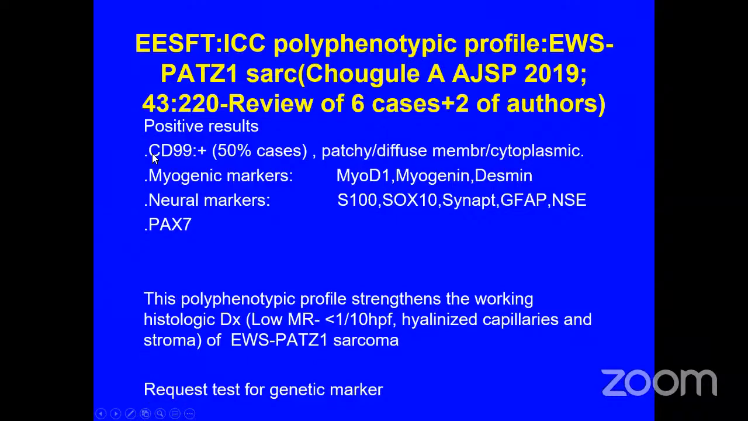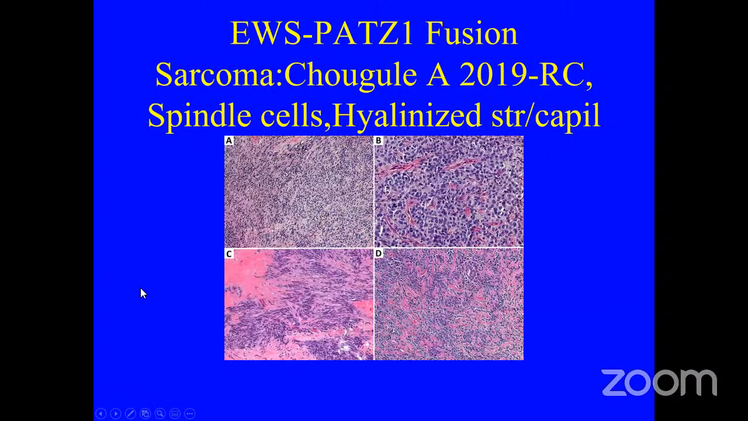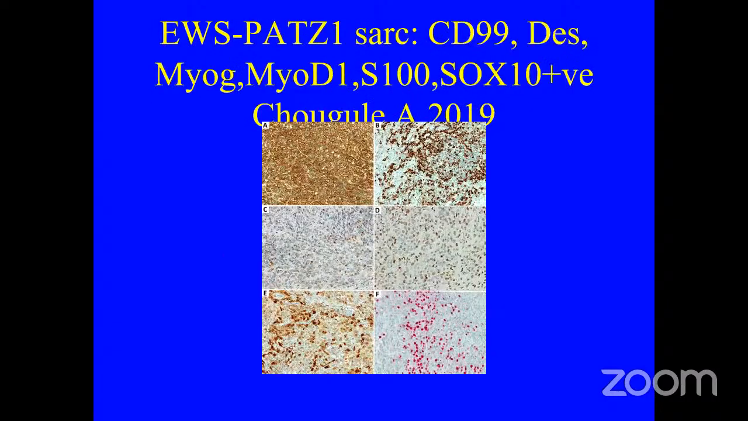So this polyphenotypic profile will strengthen your histologic diagnosis of EWS PAD-Z1 sarcoma made on the basis of low mitotic rate, presence of hyalinized capillaries, and hyalinized stroma. So this is a photomicrograph to show you the hyalinized stroma and the hyalinized capillaries, which are helpful in coming to a working diagnosis, a histologic diagnosis of EWS PAD-Z1 fusion sarcoma.